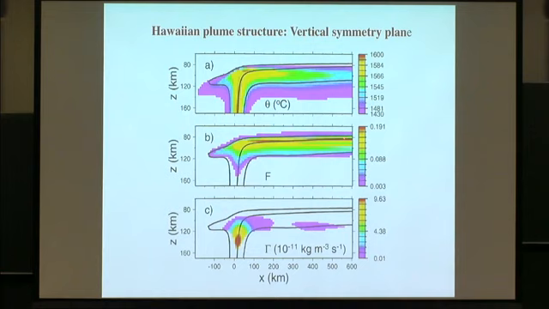And finally, I think the most interesting of these slides or images is this one here, which shows, again, the rate of melt production. You see the two distinct regions here. The red is the highest melt production. That occurs in the center of the plume as it rises. And here, of course, it's decelerating, and so the melting rate decreases strongly around here.